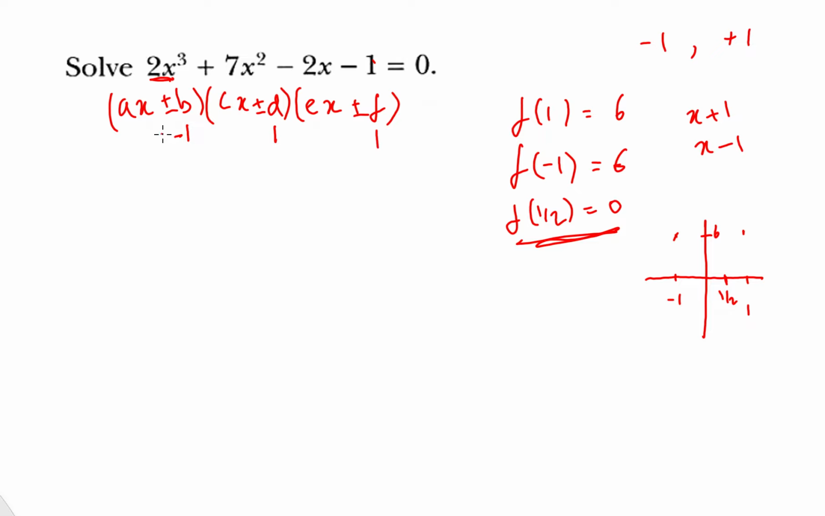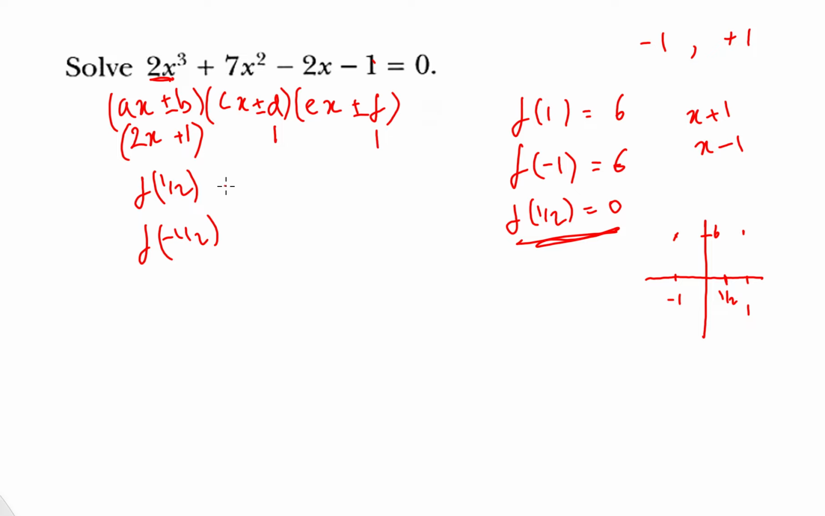So we know one of these has to be 2. So we know that at least one of the factors is going to be either 2x minus 1 or 2x plus 1. Okay, in which case we can try f of a half and f of minus a half. So I hope that makes the book explanation a little bit more clear.